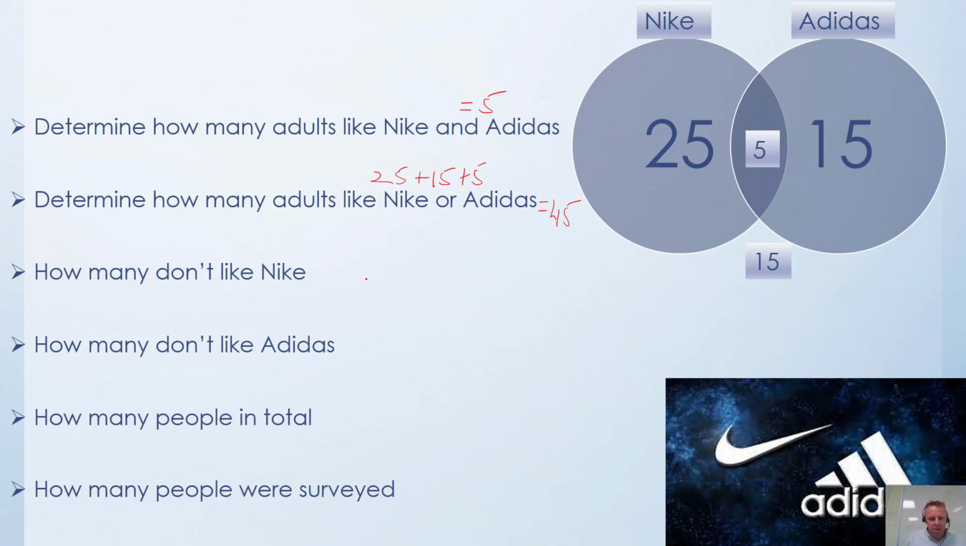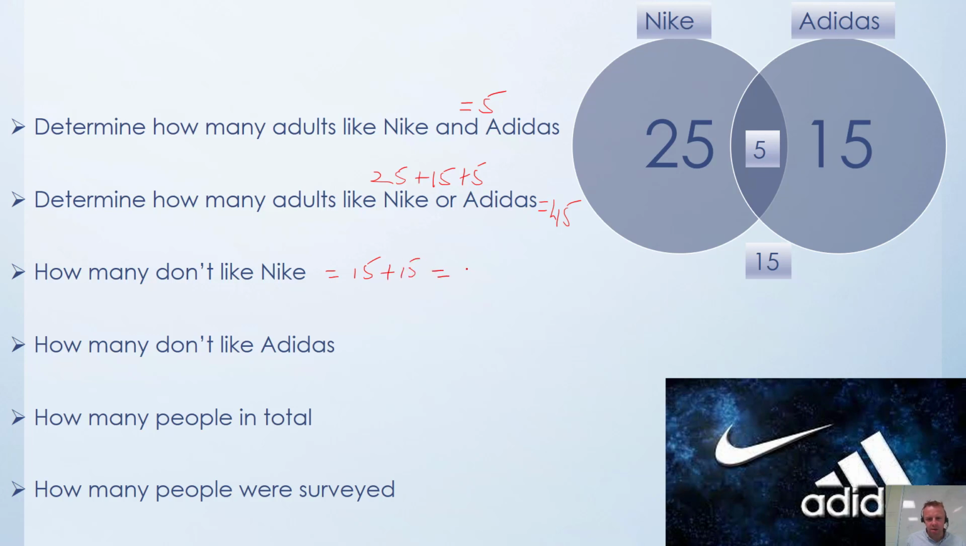How many don't like Nike? Now be very careful here. Sometimes people will just say it's 5 and 15, but you have to remember there's 15 outside that don't like either Nike or Adidas. So just be careful there. Sorry, my mistake. This 5 do like Nike because they like both of them, but 15 don't like Nike, they only like Adidas, and 15 don't like either.